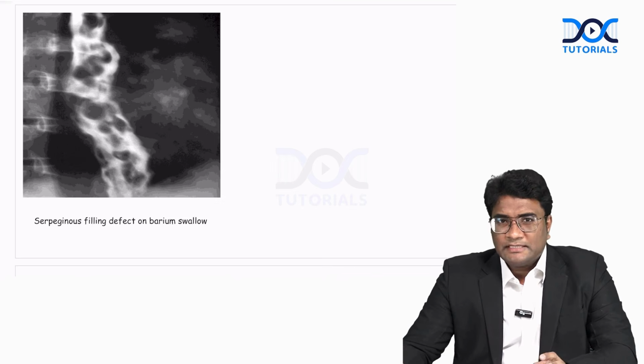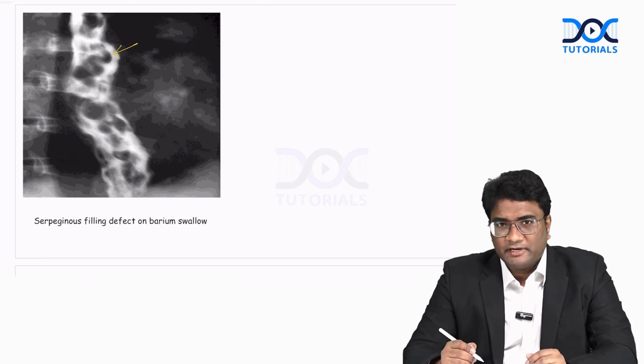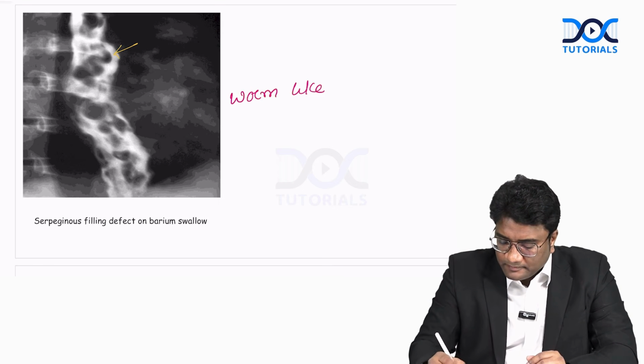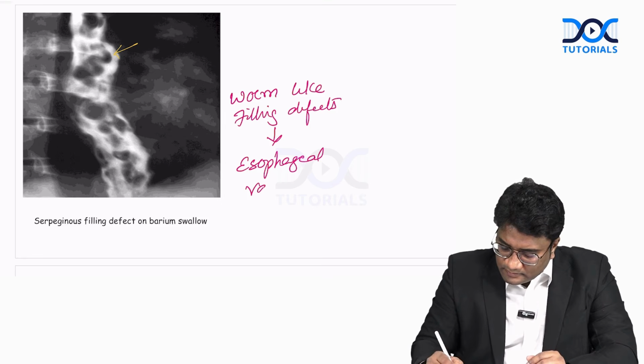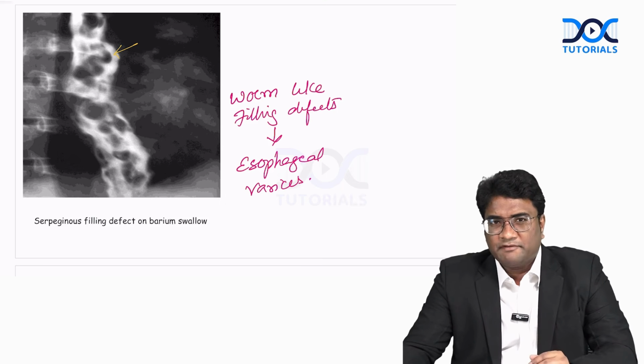And where do you see such worm-like filling defects in the esophagus? That serpiginous worm-like filling defects. So remember, such worm-like filling defects are suggestive of esophageal varices. So worm-like or serpiginous filling defects that you are seeing in the esophagus, think of esophageal varices.